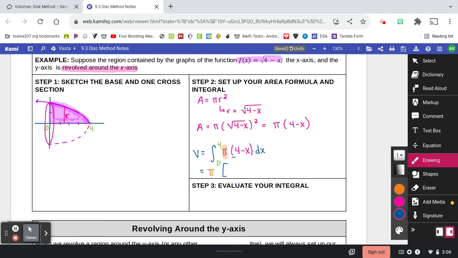Now, the antiderivative of 4 minus x would be 4x minus 1/2 x squared plus c, evaluated from 0 to 4. If I substitute in my numbers, I have pi parentheses. If I plug in the number 4, I get 16 minus 4 squared is 16, and half of that is 8, plus c, minus, if I plug in 0, I just get c. And since 16 minus 8 is 8, my volume of this solid would just be 8 pi.